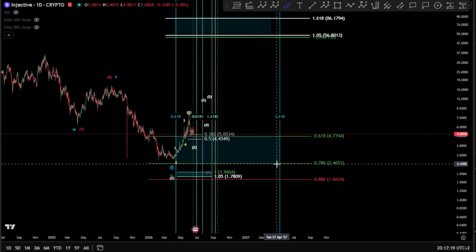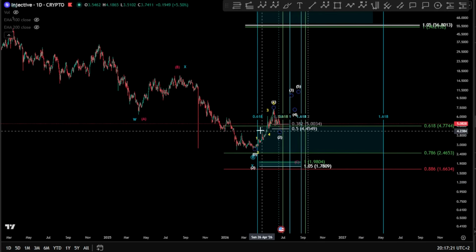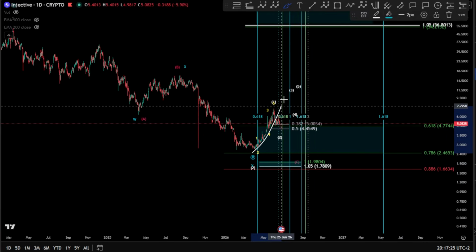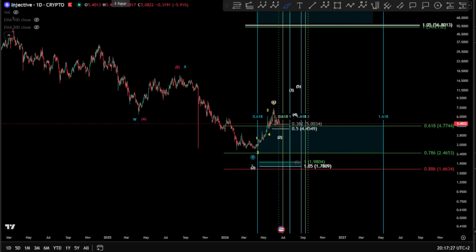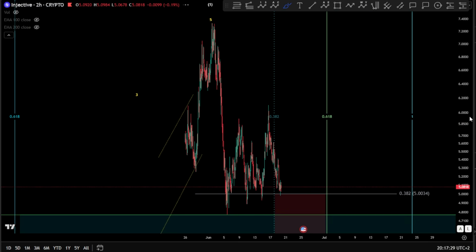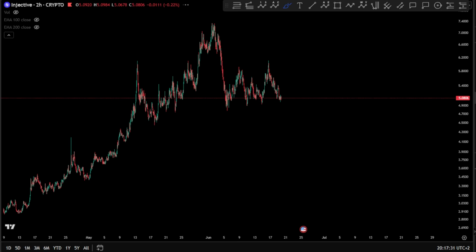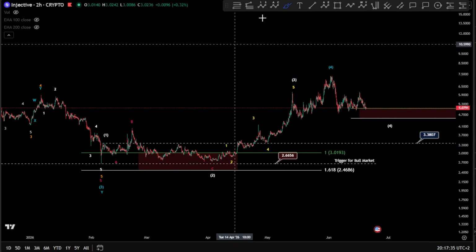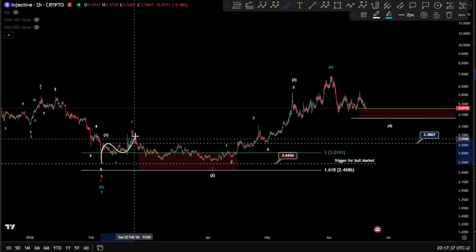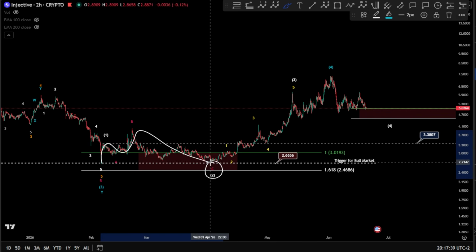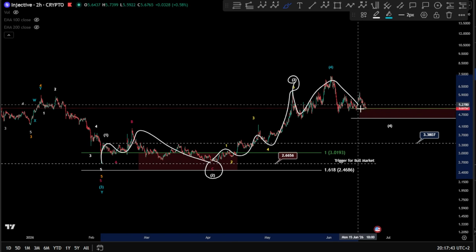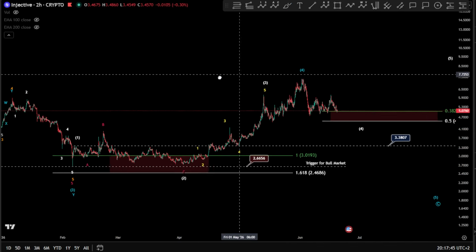Now, Injective is also even clearer. It has taken the time required, by the way, for the wave B here, and we're looking for an impulse already given on the 2 hours or the micro levels. Now, on the micro levels, we have this impulse finishing up, by the way. It's not yet done, where we have one ABC wave 2, and we have 1, 2, 3, 4, 5 for a wave 3. Wave 4 is not yet finished, guys. It's still very, very long.